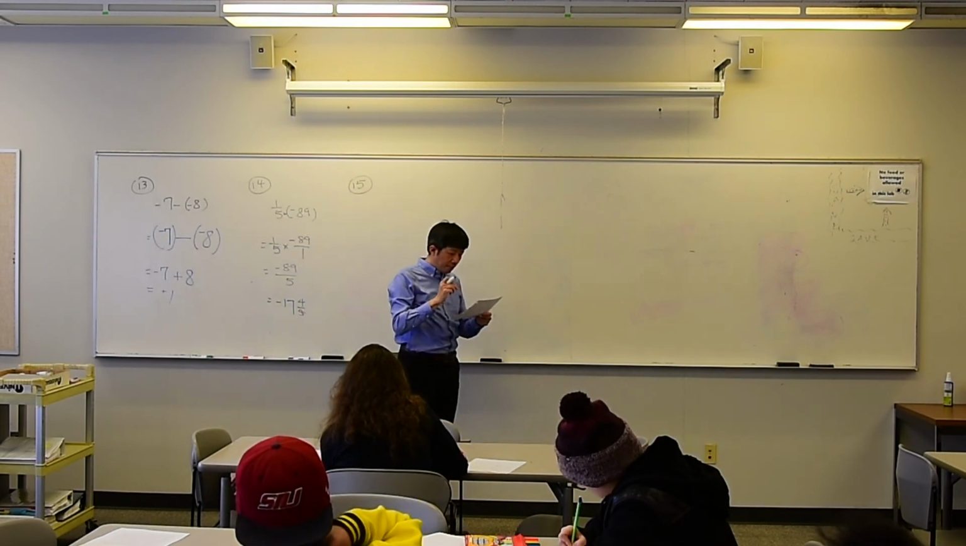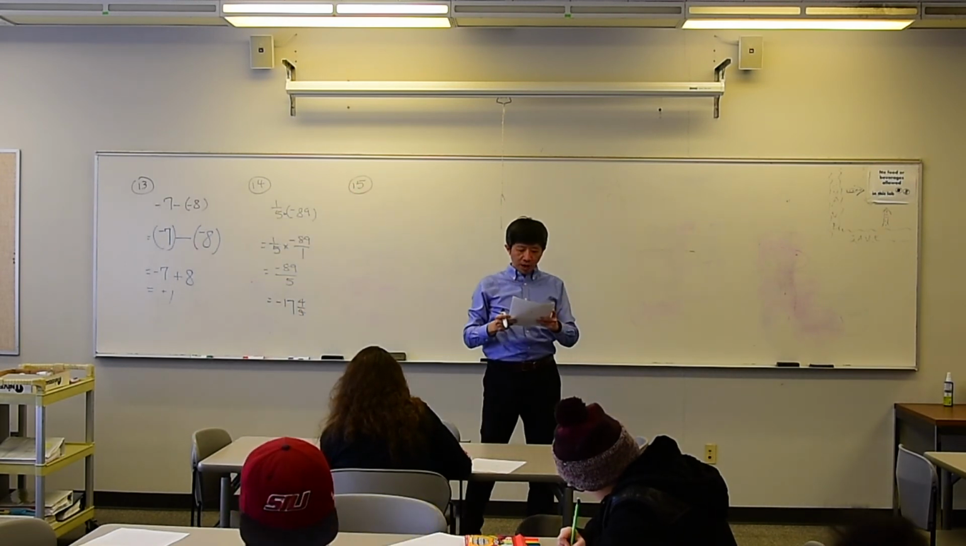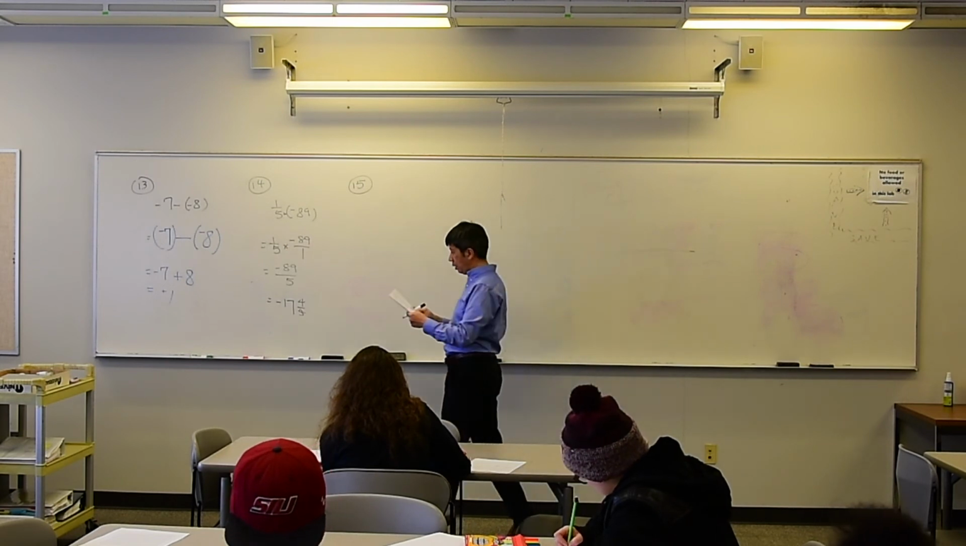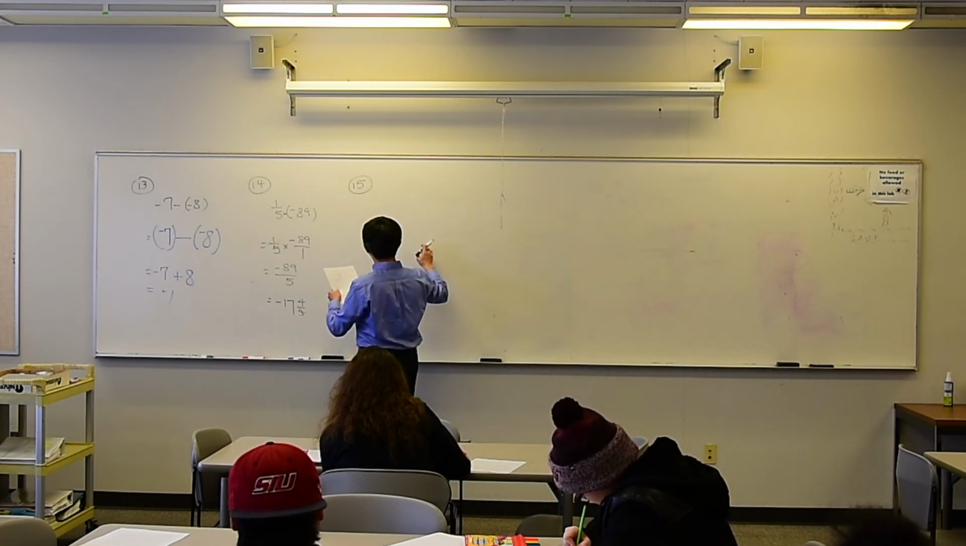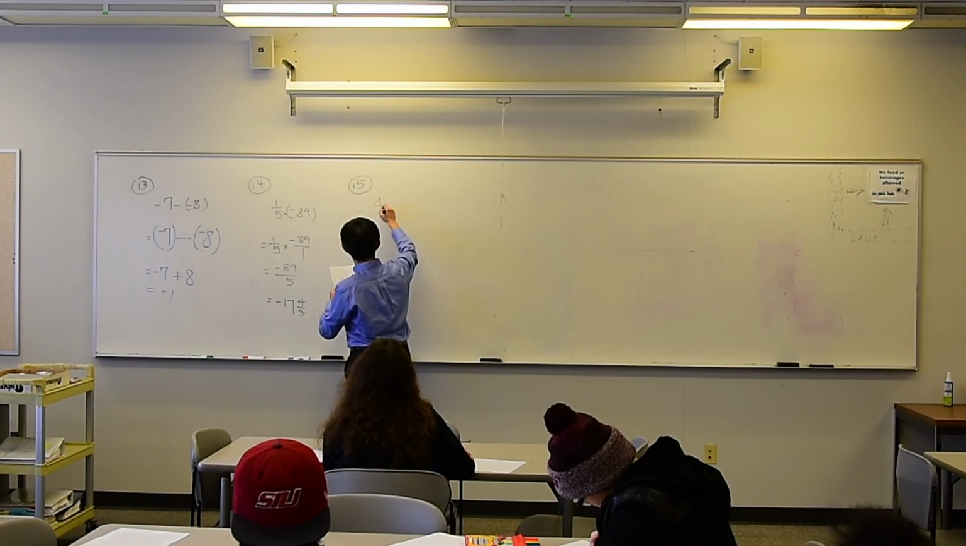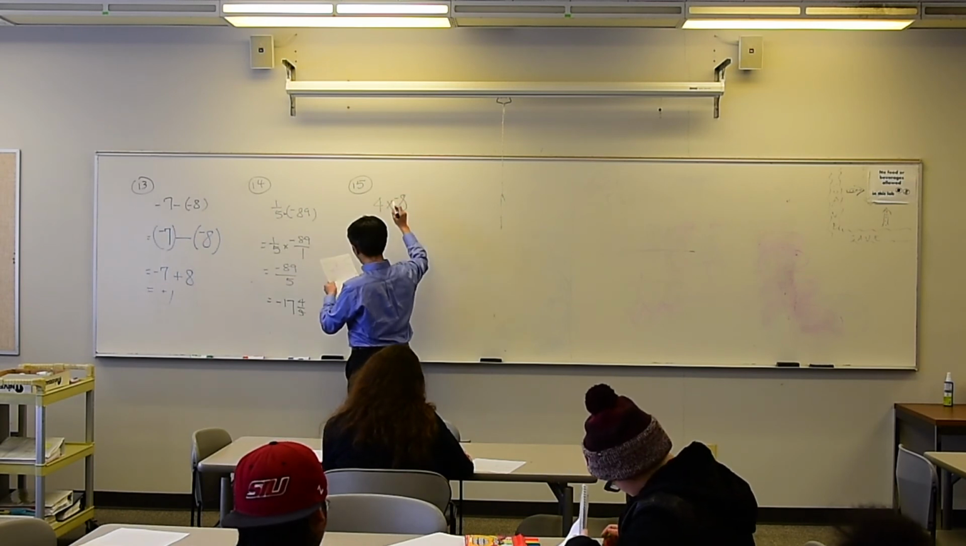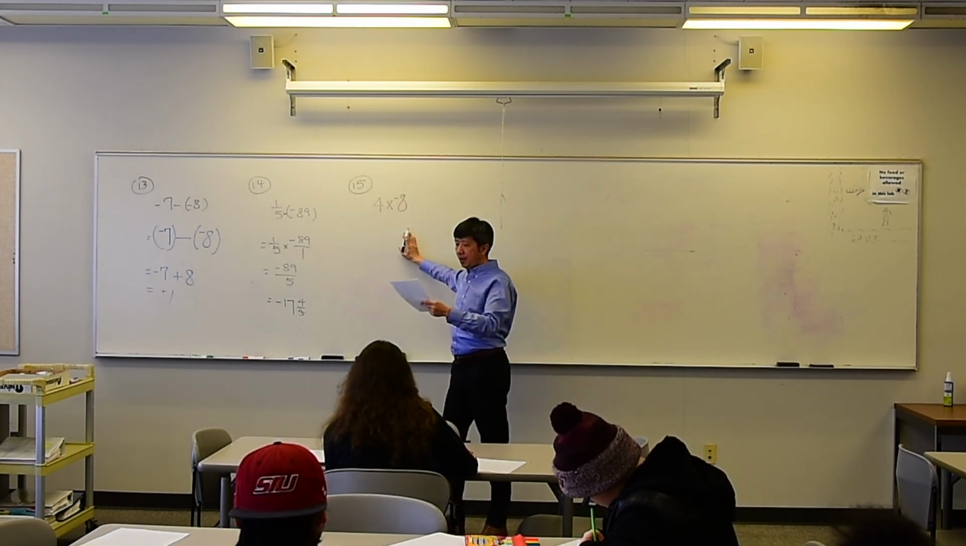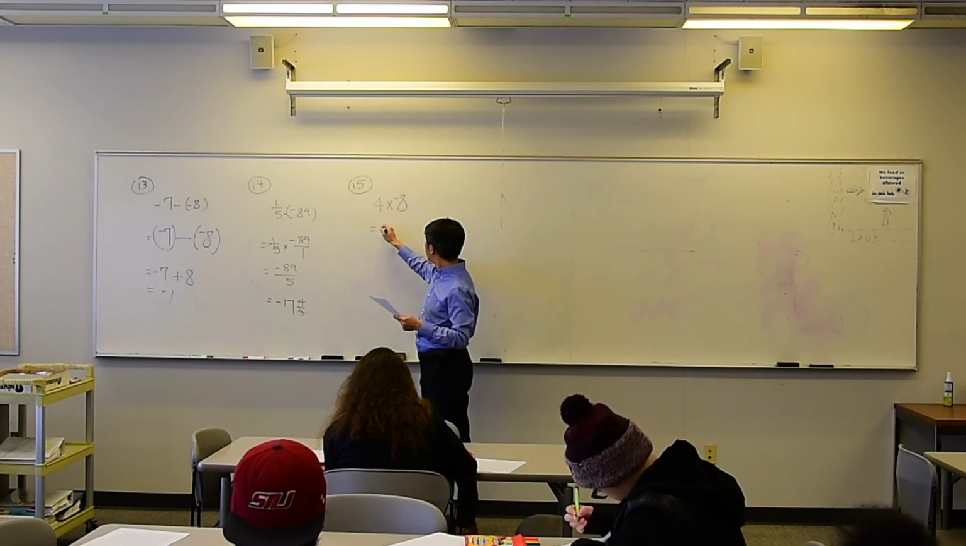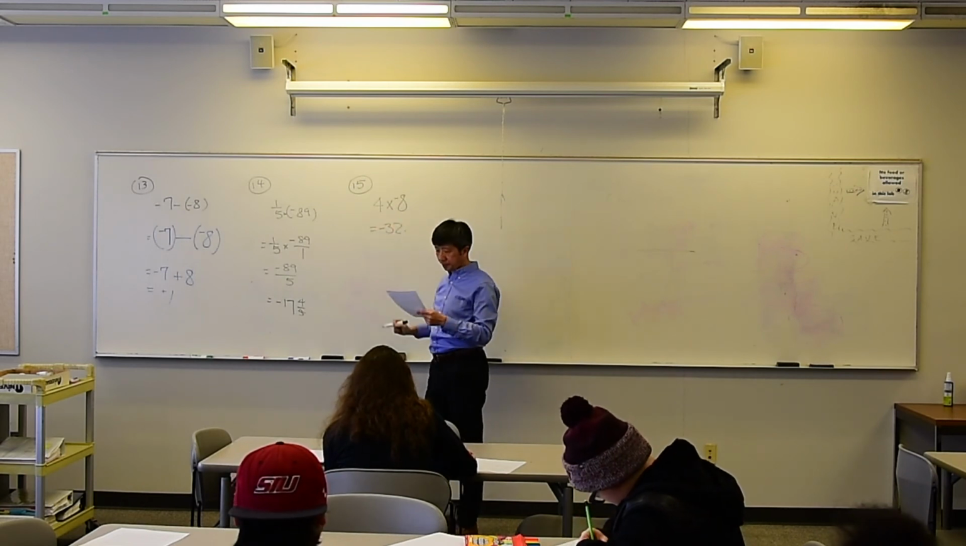If there's no problem, I will just move up, right? If there's a lot of conceptual understanding needed, then I have to spend more time. 4 times negative 8, which is negative 32. Okay.